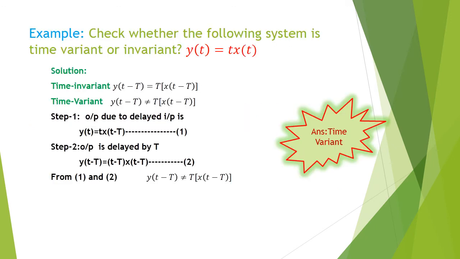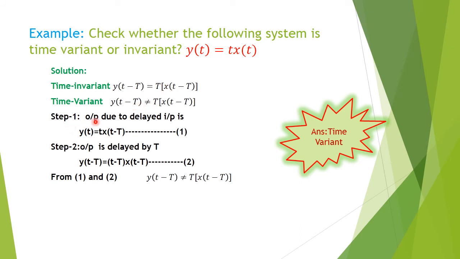Now we are going to see an example for time variant and invariant systems. Check whether the following system is time variant or invariant: y of t equal to t into x of t. We know the condition. Time invariant means these are equivalent. That is, if any value is delayed at the input side, the same will be delayed at the output also. It is called time invariant. Time variant means there will be variation in the delay.